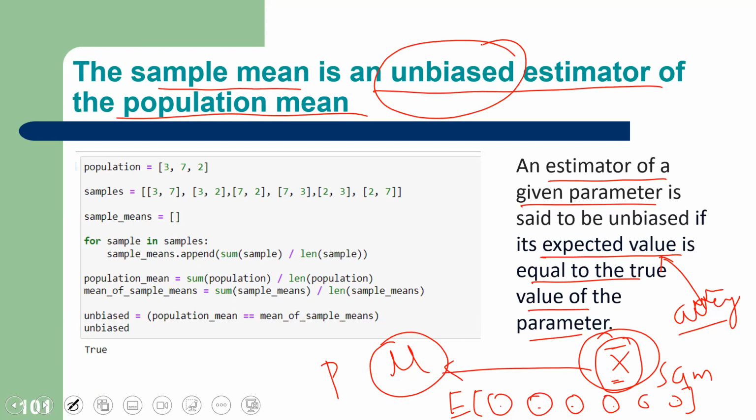Just think of bias and unbiased this way: unbiased means that we don't have any systematic error. The sample mean is an unbiased estimate of the population mean.